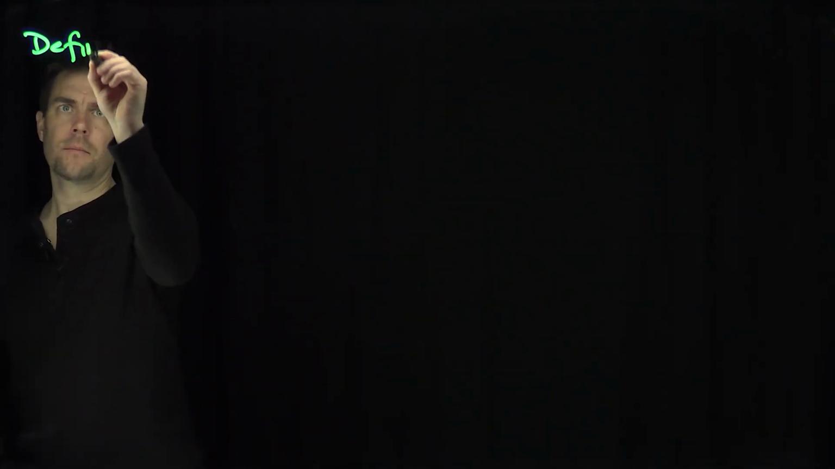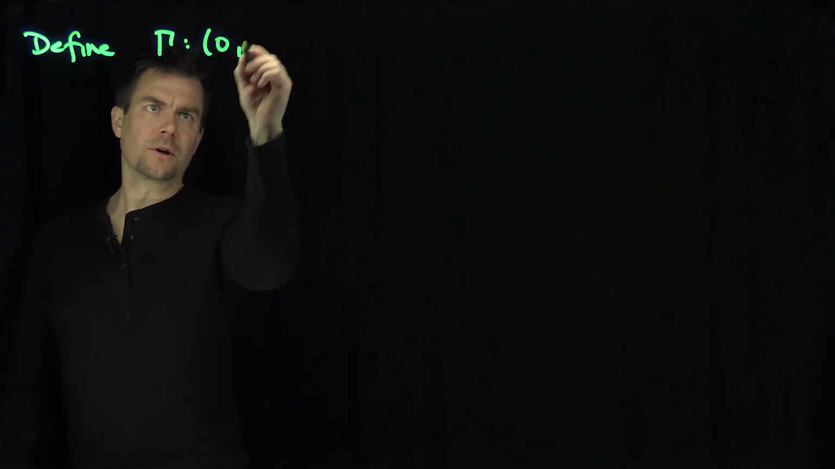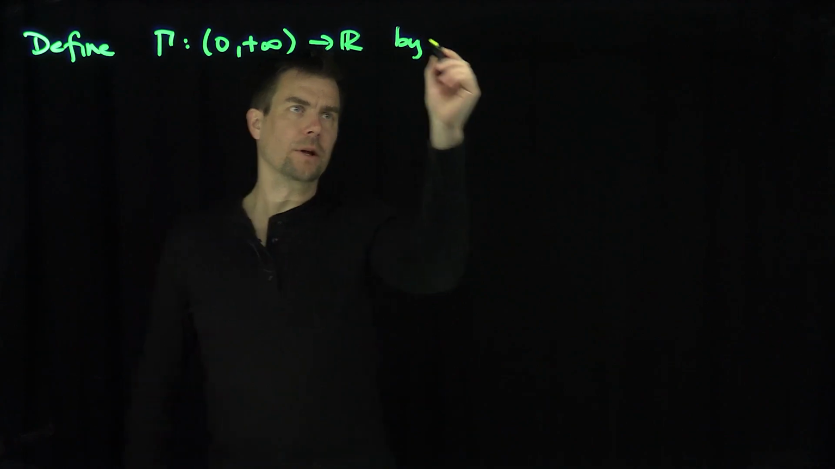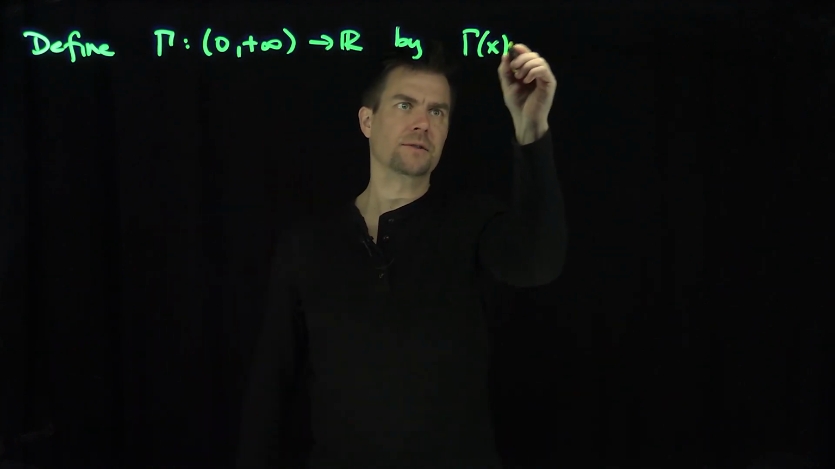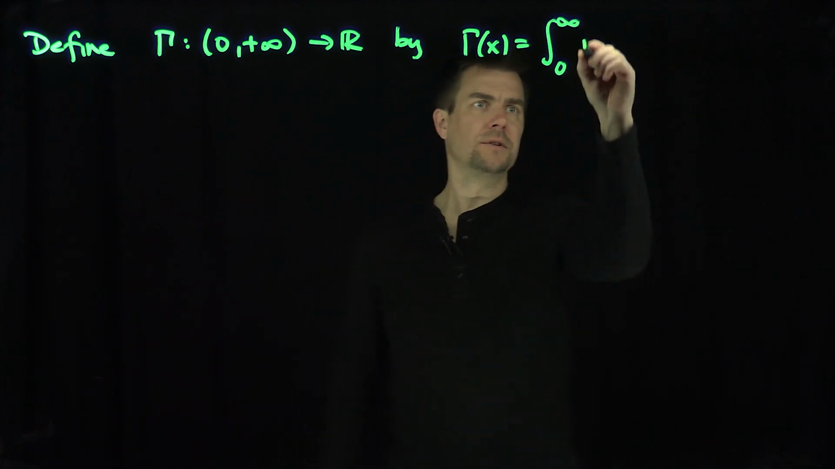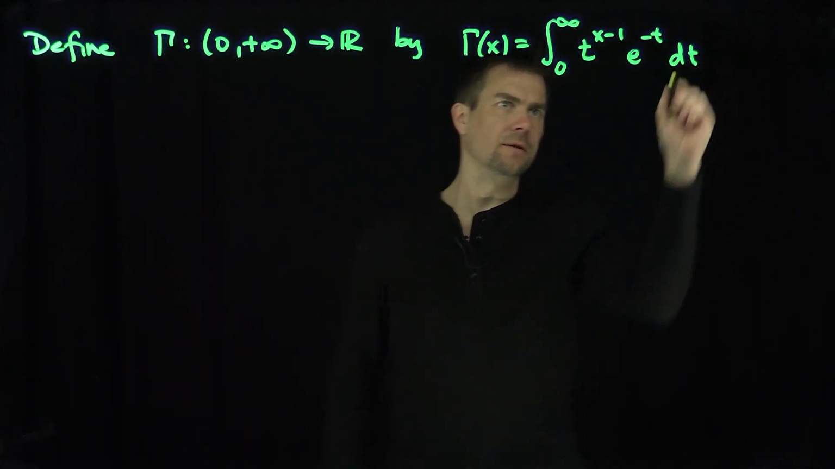Hello students, in this video we'll discuss the gamma function. Let's define a function gamma which maps (0, +∞) into R by the relationship: gamma of x is the integral from 0 to infinity of t to the x minus 1 times e to the negative t dt.